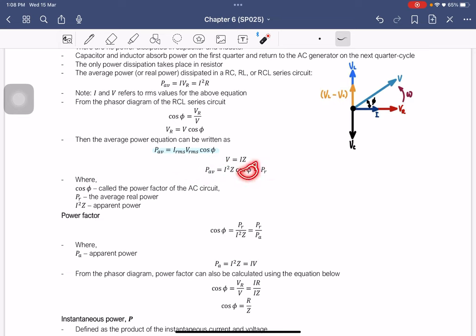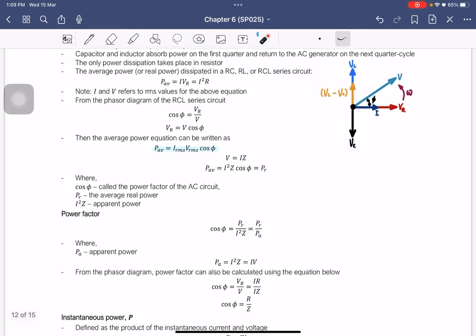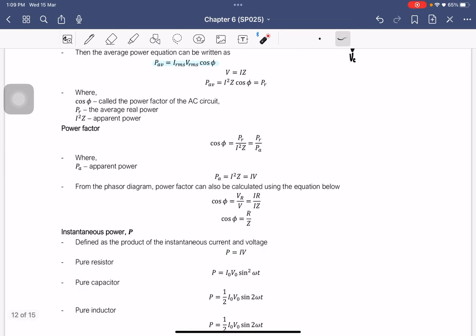Alright, so cos φ is the power factor lah. Okay, and this is the average real power. This is the apparent power. Okay, now let's look at power factor. Power factor is cos φ. It can be calculated using this equation here.